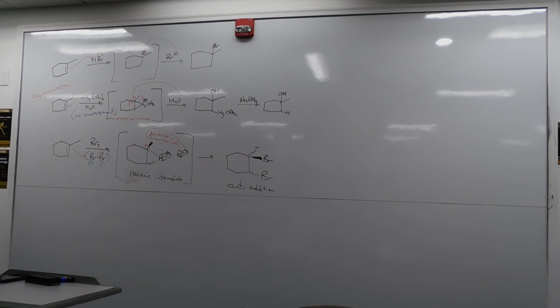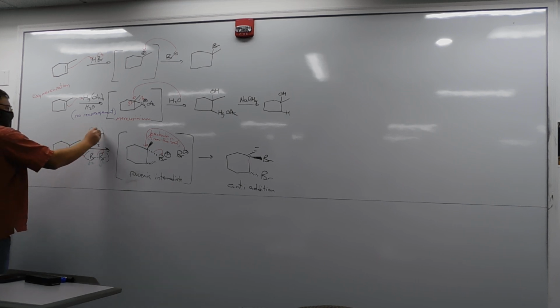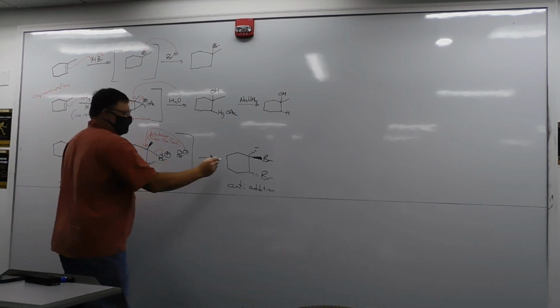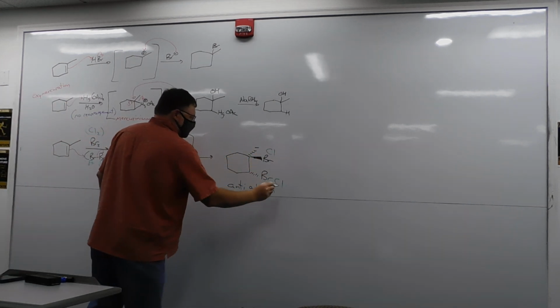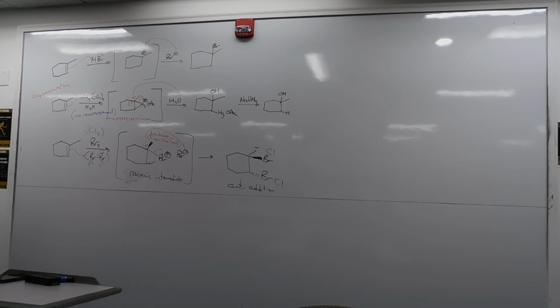Okay, so if you treat an alkene with X2, this works for Cl2 or Br2. All right, this winds up with Cl and Cl. Questions about the stereochemistry first?